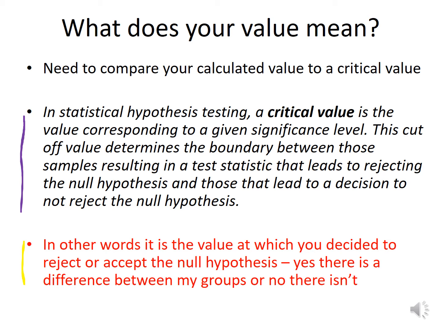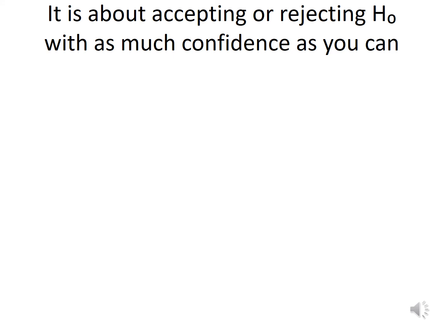So you have a look at your critical value, and if your value is less than or greater than, that tells you whether you are going to accept or reject. And in biology, it is always the same. Always the same. If your value is greater than the critical value, you reject. If your value is smaller than the critical value, you accept the null hypothesis. Okay? So that's all we want to know.